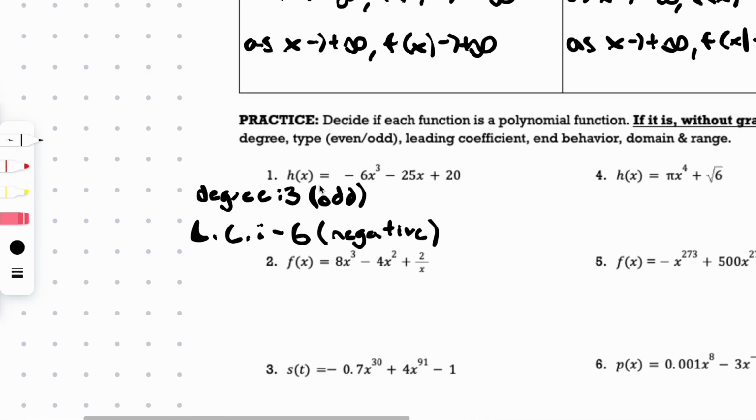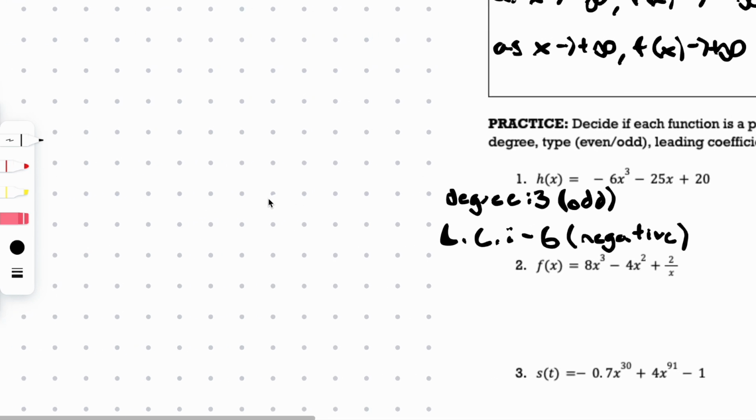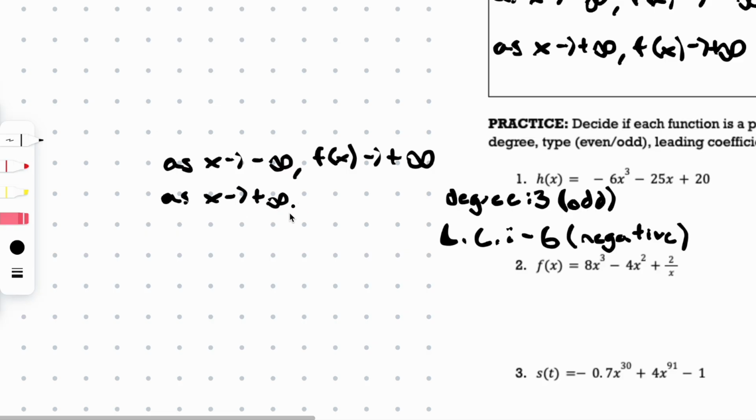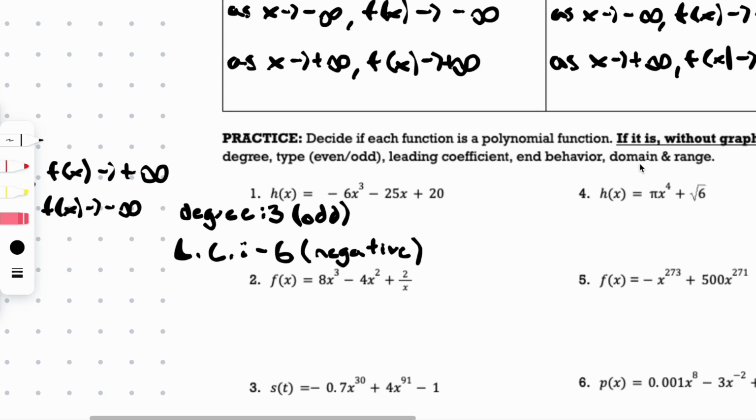Okay. You know what, I'll just write the answer to number 1 off to the side here. So, as x approaches negative infinity, f of x approaches, we have an odd degree that's negative, so it's going to approach positive infinity. As x approaches positive infinity, f of x approaches negative infinity. Okay, great. Now, we're also asked to find the domain and range.